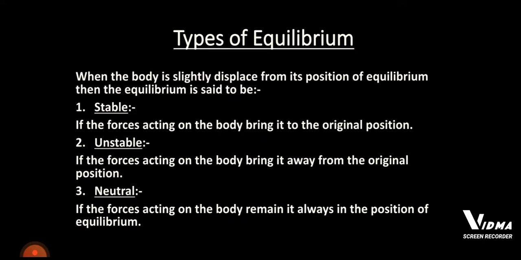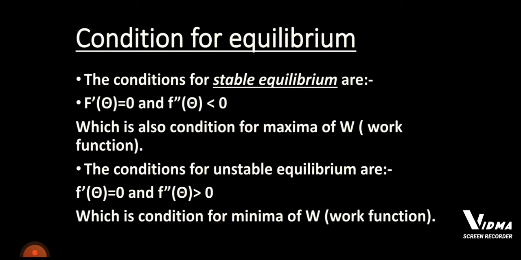The types of equilibrium. When the body is slightly displaced from its position of equilibrium, then equilibrium is said to be stable if the forces acting on the body bring it to the original position. The equilibrium is said to be unstable if the forces acting on the body bring it away from the original position. And the equilibrium is neutral if the forces acting on the body keep it always in the position of equilibrium.